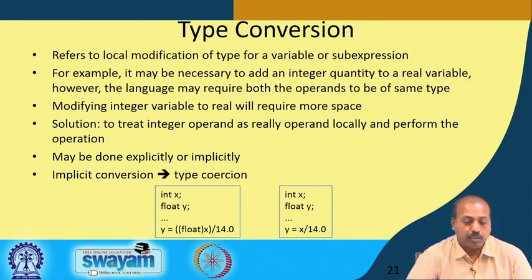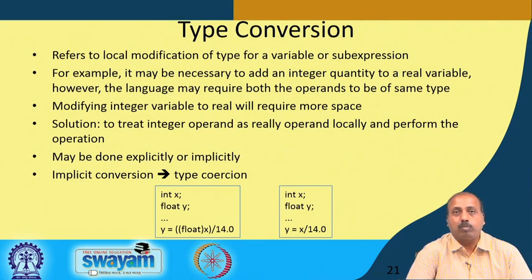Sometimes we need to do type conversion, like from one type we need to convert to another type. It refers to the local modification of type of a variable or sub expression. This is commonly known as type coercion. It may be necessary to add an integer quantity to a real variable. However, the language may require both the operands to be of same type.